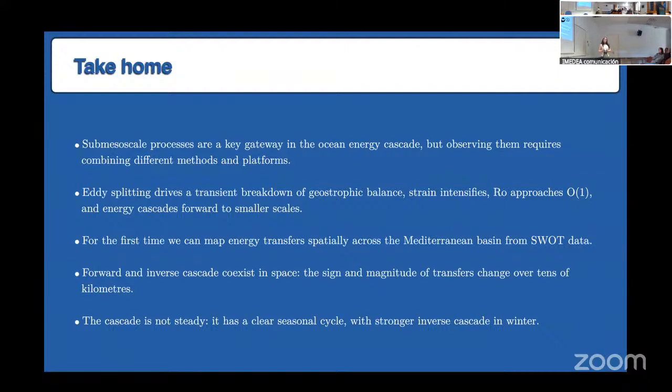So as take-home messages, we think that submesoscale processes are key in the ocean energy cascade, but we need several techniques and observations to observe them. Then we see how the eddy splitting drives a breakdown of the geostrophic balance with in-situ data. And then for the first time, we can map energy transfers at small scales in the Mediterranean Sea with SWOT data. We saw that forward and inverse cascades coexist in space. And also that the cascade is not steady, that it has a clear seasonal cycle with strong energy transfers in the winter. And that's all.